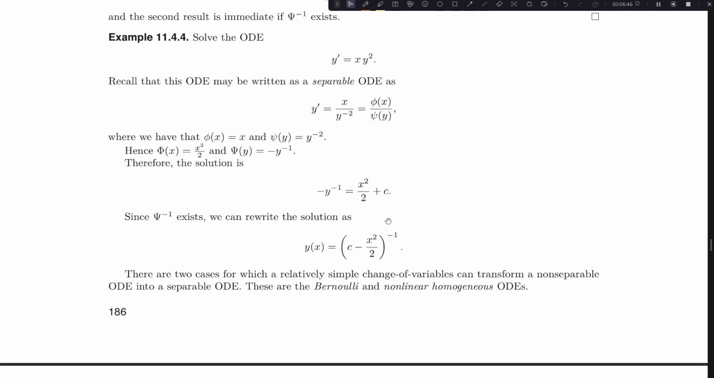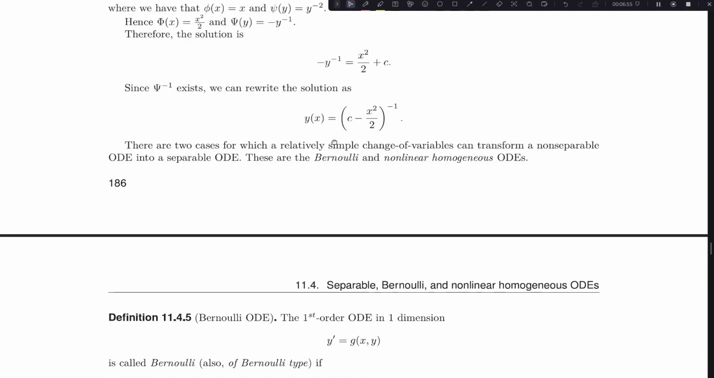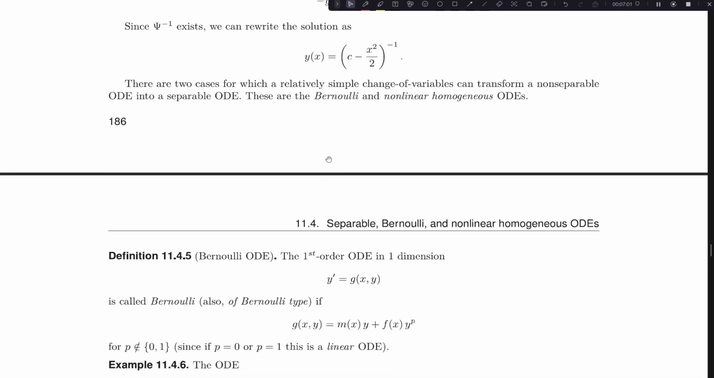Okay, so after having taken care of separable, we can now talk about these special cases of Bernoulli and nonlinear homogeneous, which in many ways just reduce to the separable situations. So we're going to call a Bernoulli ODE an ODE of the following form. I'm saying g of x, y, so the right hand side of my ODE looks like that. This part looks linear. And this looks almost linear. I put a question mark there because there's this p power.